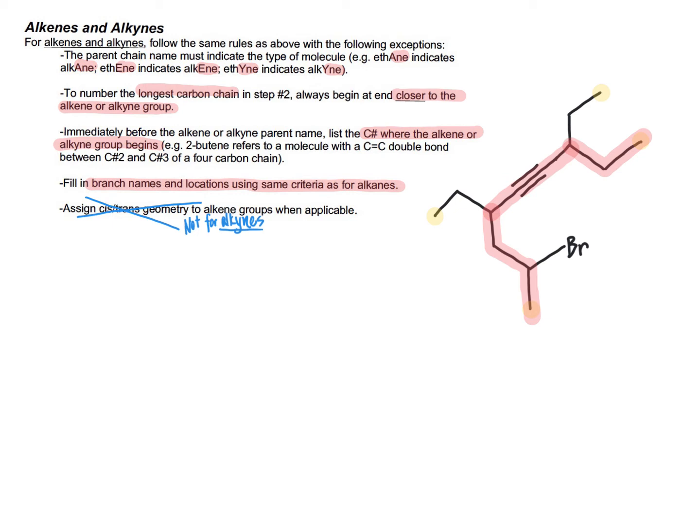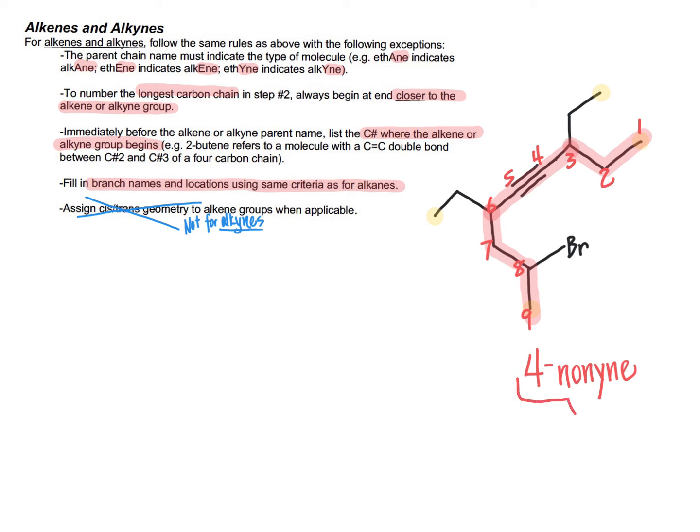So the correct way to do it is to start from this end, 1, 2, 3, 4, 5, 6, 7, 8, 9, coming up with all of the carbons of that longest carbon chain. Keeping in mind, again, that the intersection of the triple bond and the single bond represents a carbon, so I put a 4 there and a 5 here. With this being the longest carbon chain, the parent name of this molecule is going to be non-yne, N-O-N-Y-N-E, and at position 4 is where the alkyne group starts, right here. So we call this 4-non-yne.